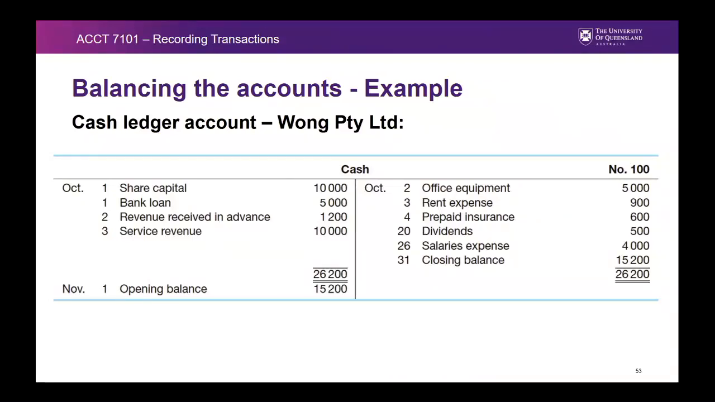So let's have a look at, for Wong here, the first thing I'm interested in, of course, is the dates. So October the 1st, we've got an increase, so this is a debit of cash. On the left side's debit. So cash increased $10,000 on the issue of shares, and then cash increased $5,000 on October the 1st with a bank loan. So I'll work out what were the journal entries that enabled me to do that.